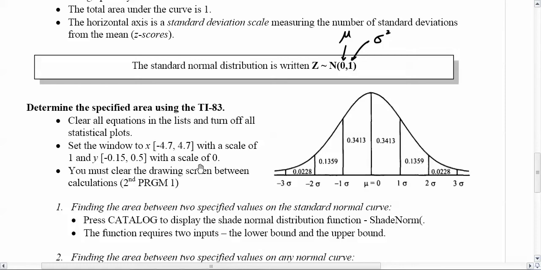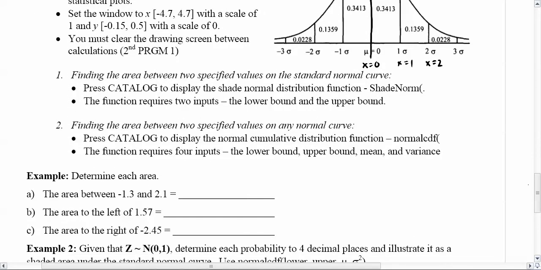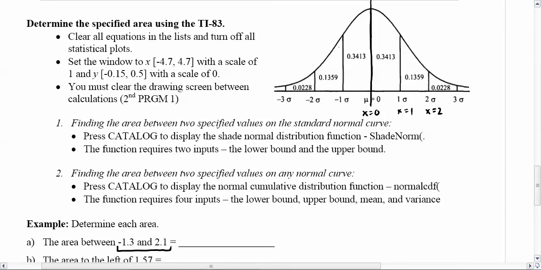Okay, so then when x is equal to 1, that x represents 1 standard deviation. X is 2 represents 2 standard deviations. So this would be the standard normal graph. This would be x is 0, x is 1, x is 2, and so on and so forth. So quite often they'll ask us the question like, what's the area between negative 1.3 and 2.1? So what's the area from this part here to this part here?